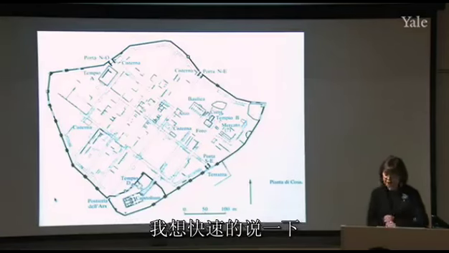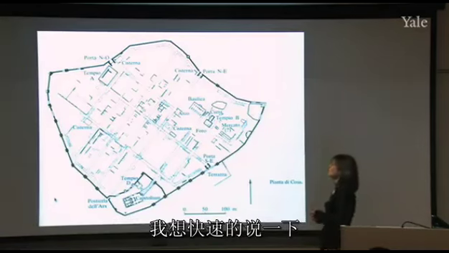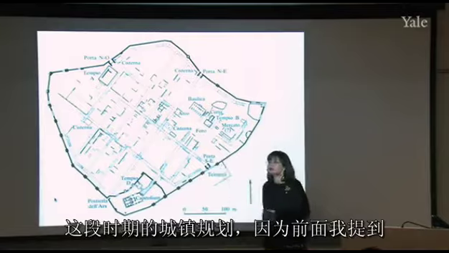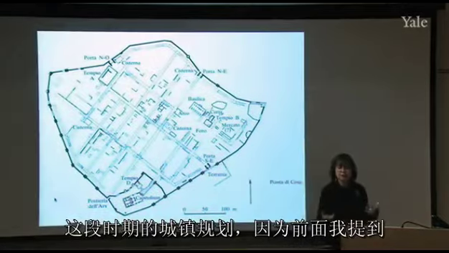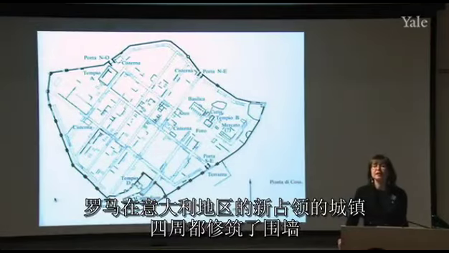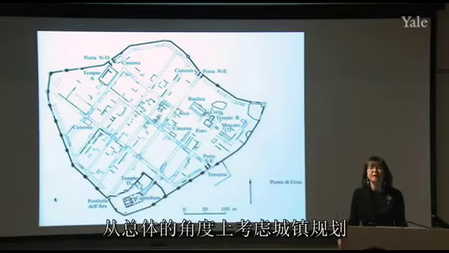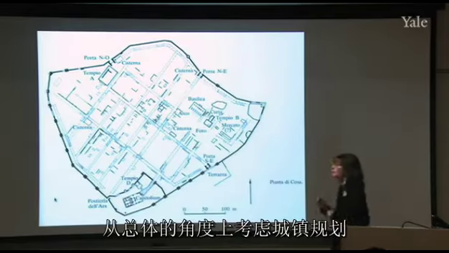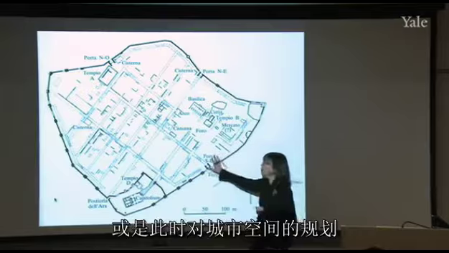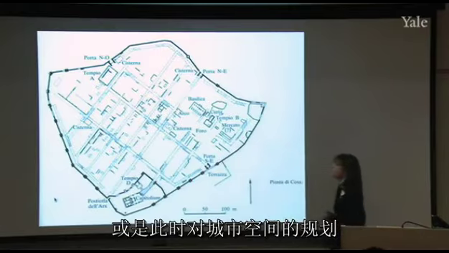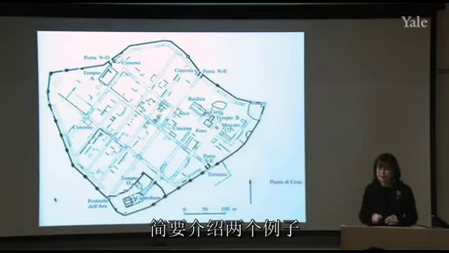I want to say something very quickly about town planning during this period, because just as I mentioned, Romans were colonizing towns in Italy, and they were putting walls around them, but they were also beginning to think about how they thought about city construction in general, the making of urban spaces and places during this particular period. So I just want to show you fleetingly two examples.